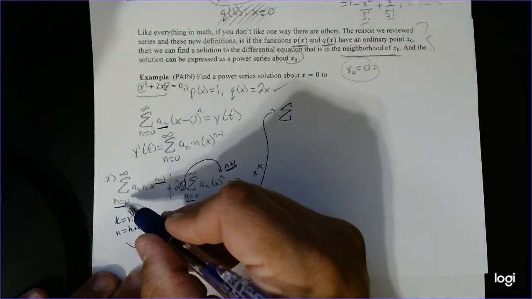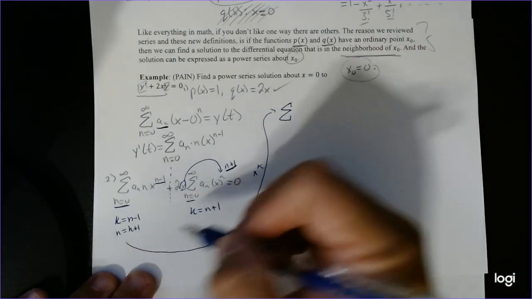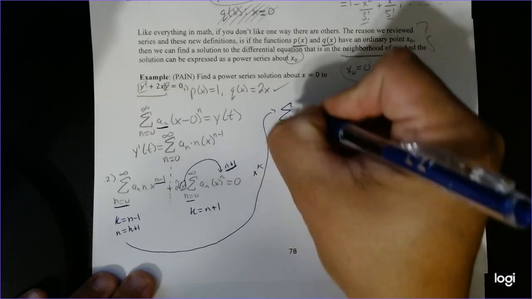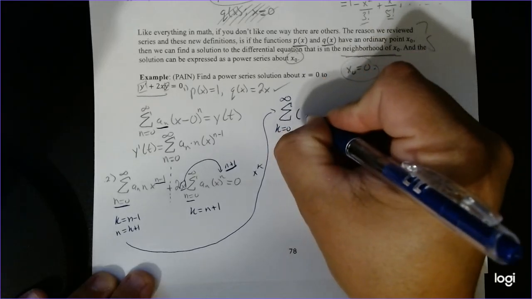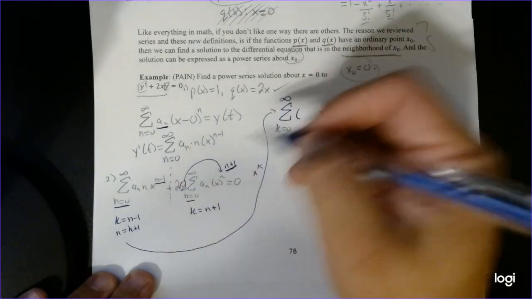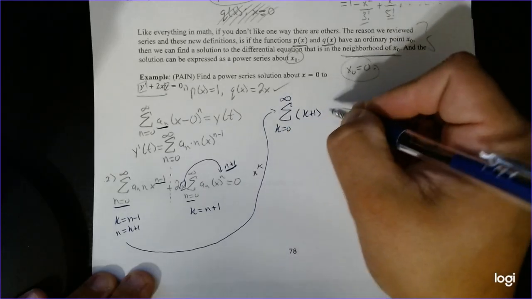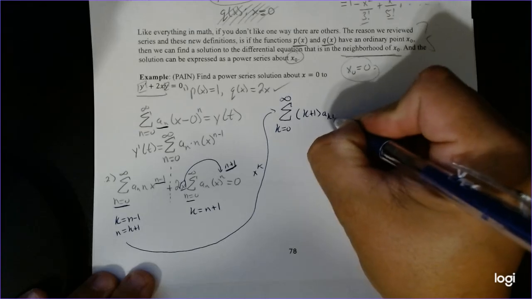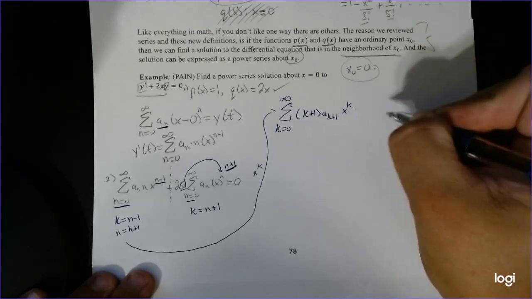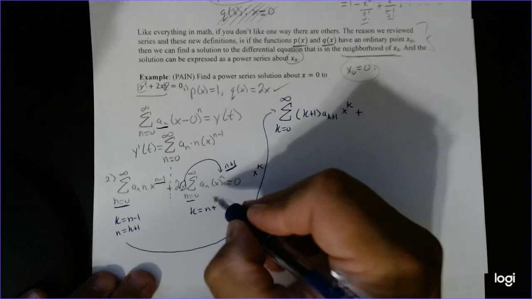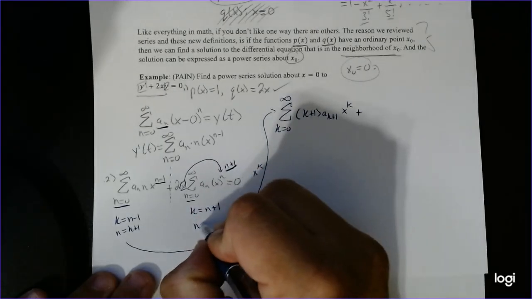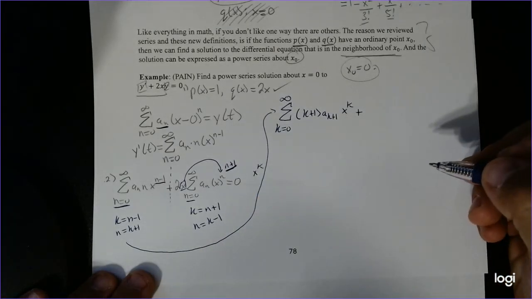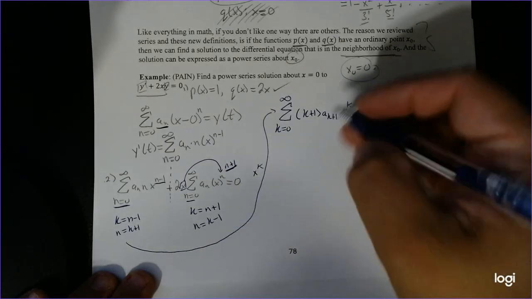So this becomes k plus 1. I'll start at 0. So a_n, so a_(k+1) x to the k. And if I do the same thing here, so I subtract it, so n is going to equal k minus 1 this time. So add it over here.